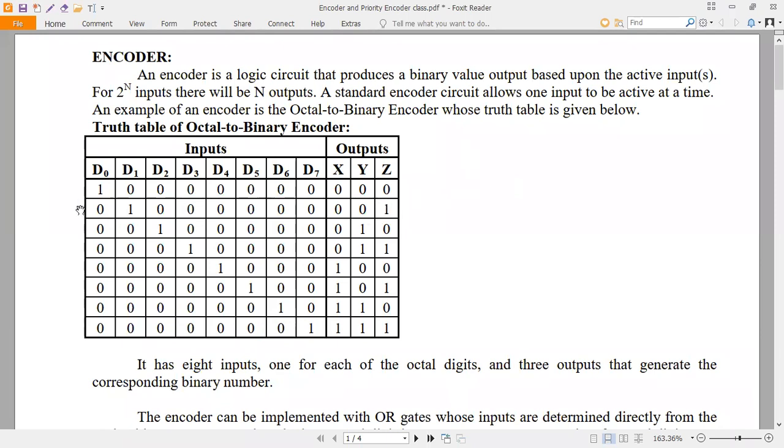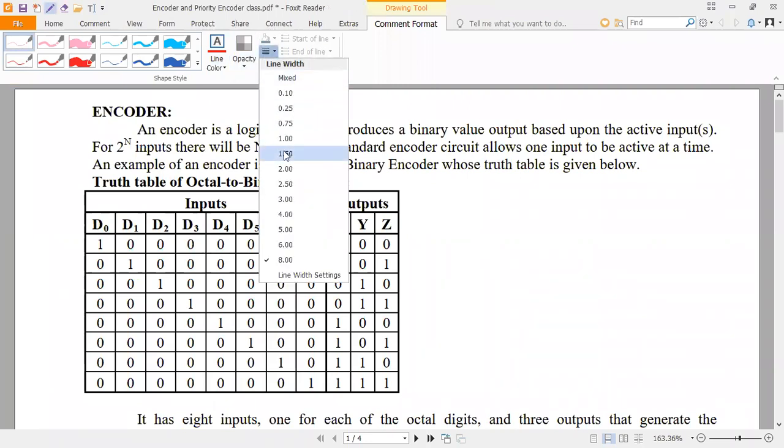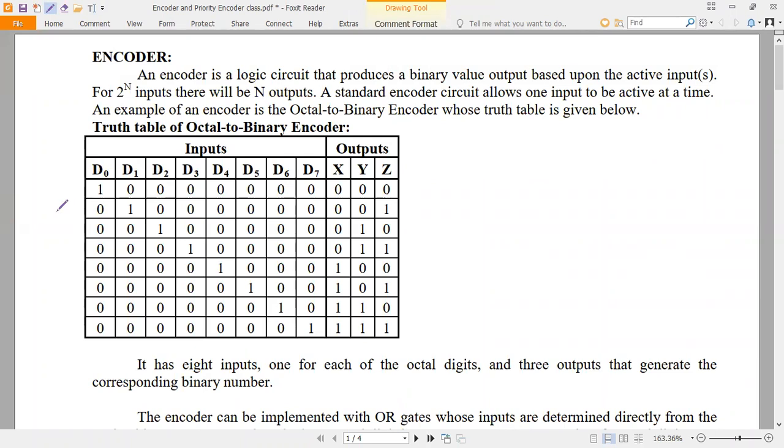Next, see the second row. Here D1 is equal to 1, remaining all are 0. Now you are going to get the output as 0, 0, 1, which is the binary equivalent of the input octal 1.